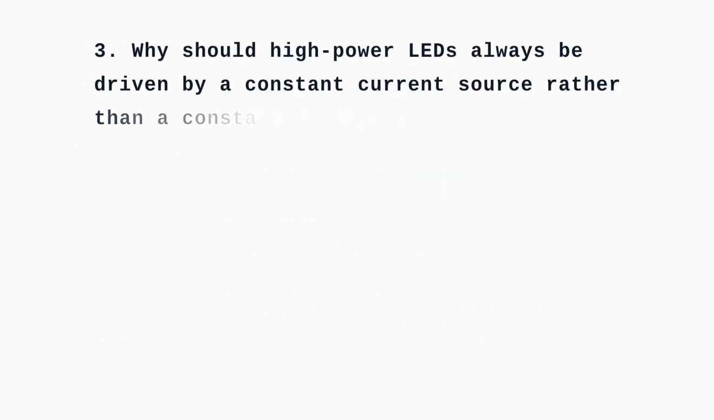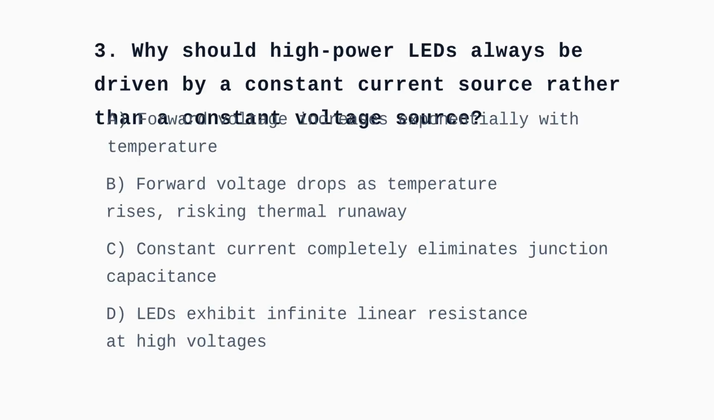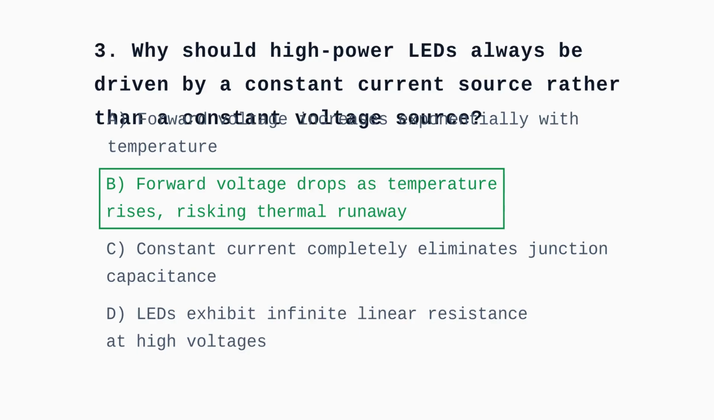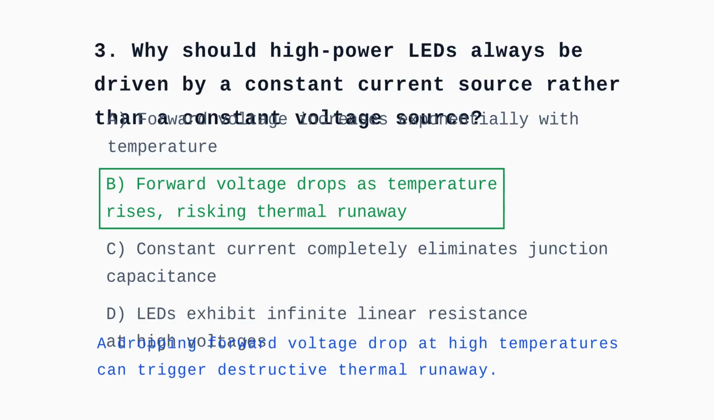Question 3. Why should high-power LEDs always be driven by a constant current source rather than a constant voltage source? As an LED heated by conduction gets warmer, its forward voltage drop decreases. Under constant voltage bias, this prompts an exponential rise in current, leading to destructive thermal runaway.